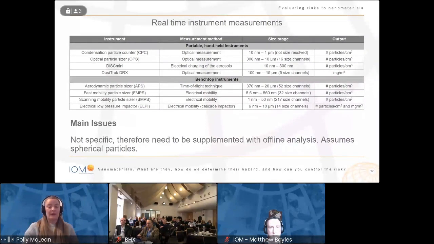And the main issues that we face across the board with these instruments basically is that they're not specific, and so have to be supplemented with offline analysis. So what I mean by that is if you were on site and you were trying to determine what personal exposure was to, say, titanium dioxide, these instruments wouldn't be able to tell you exactly how much titanium dioxide was in the air, only the total number of particles in a size range. And they also typically assume spherical particle shape, which can give you kind of skewed results in terms of the sizes, especially if you're looking at things like agglomerates or platelets or fibres.